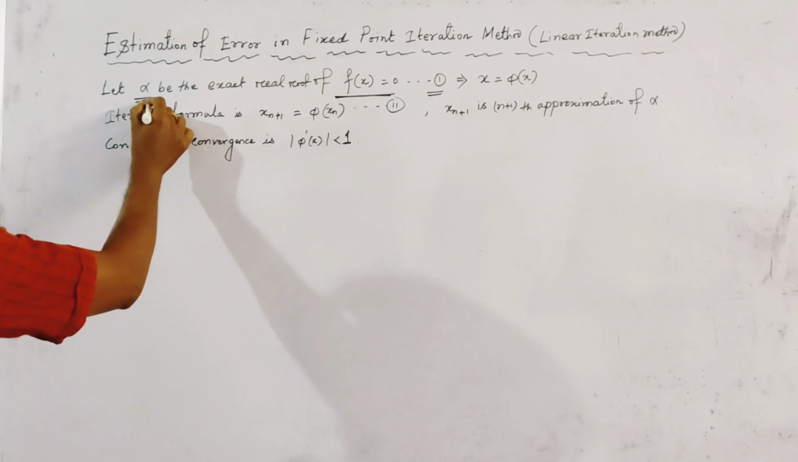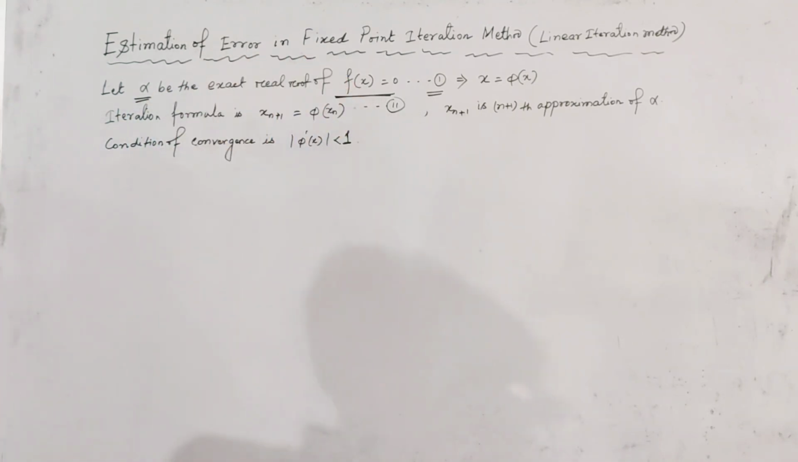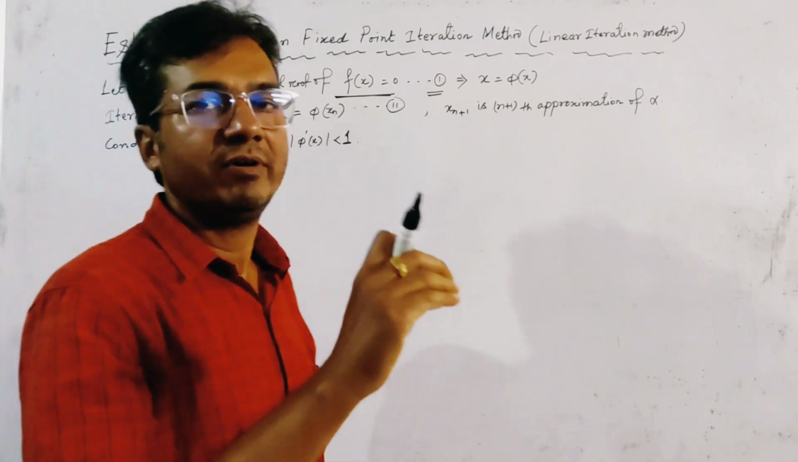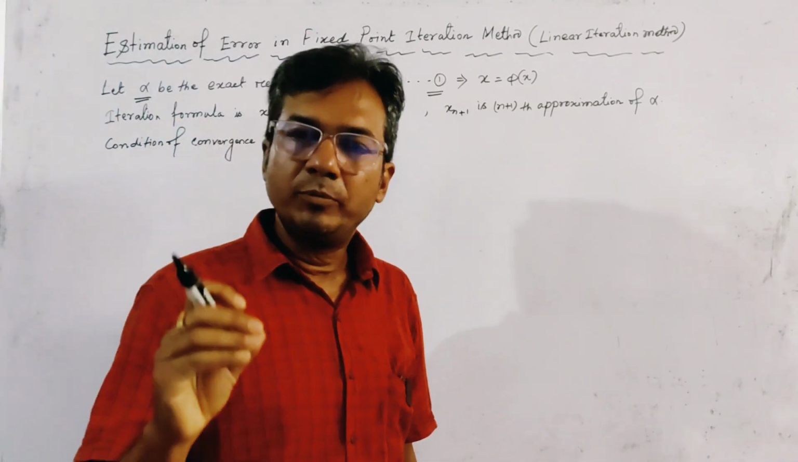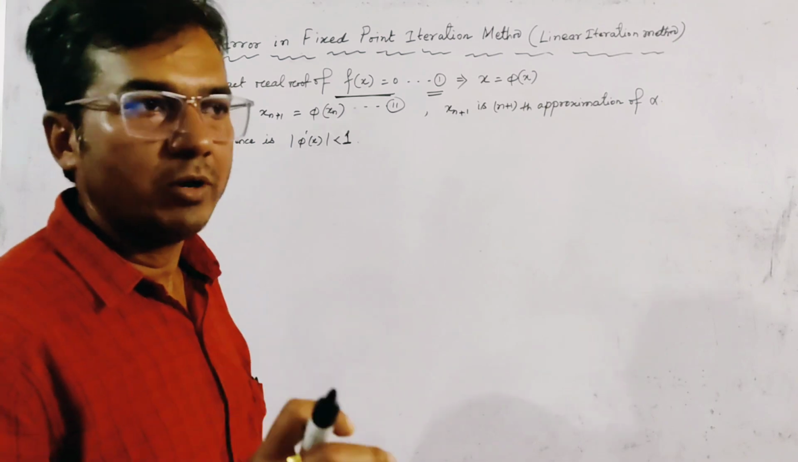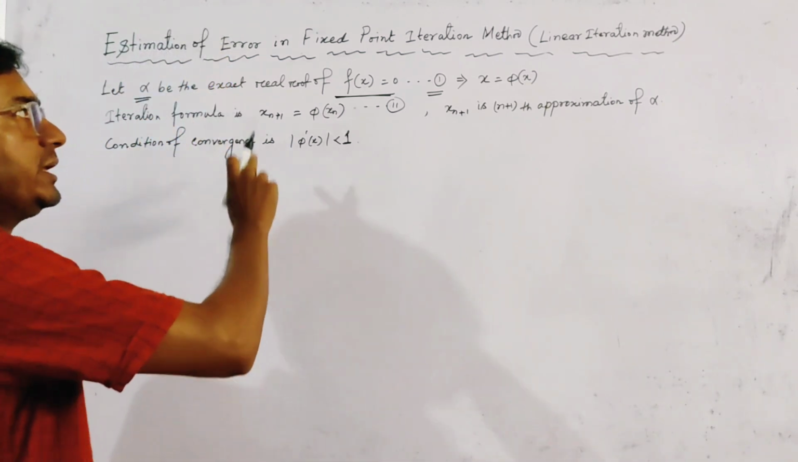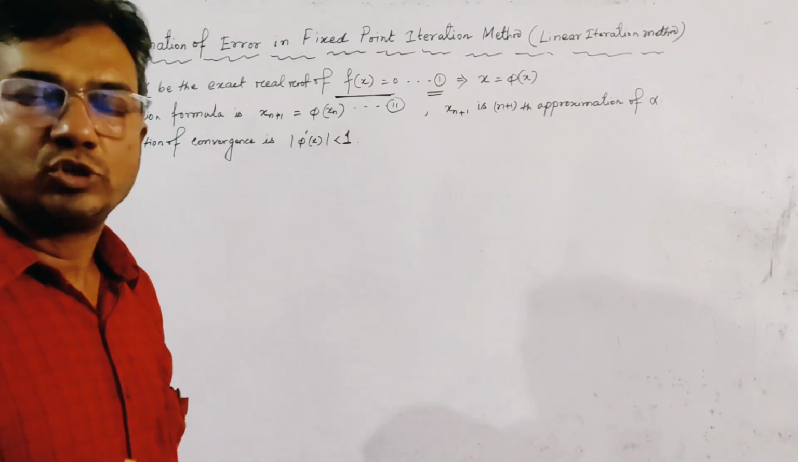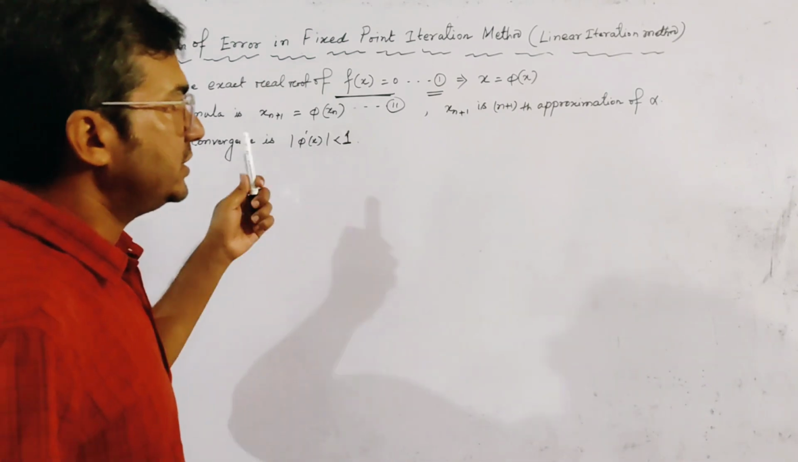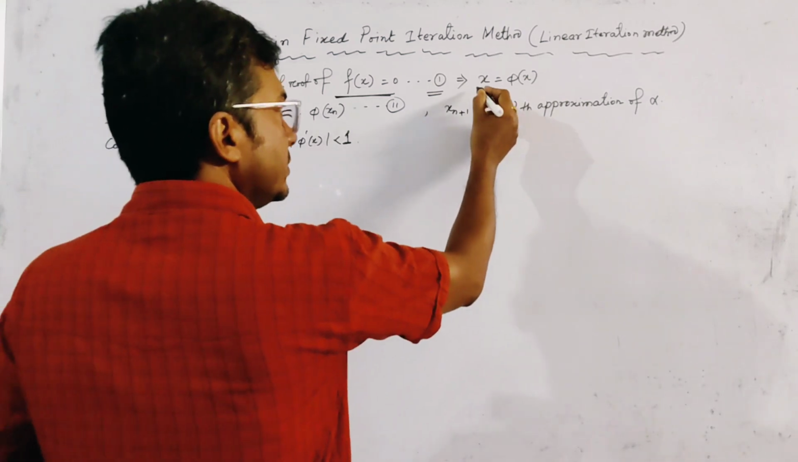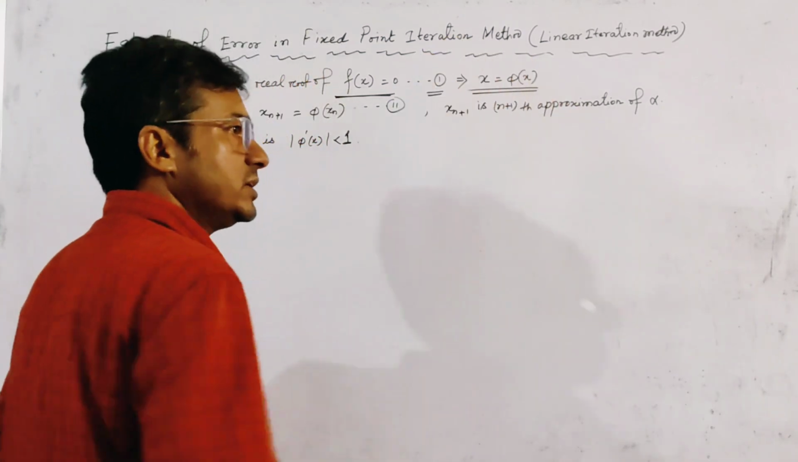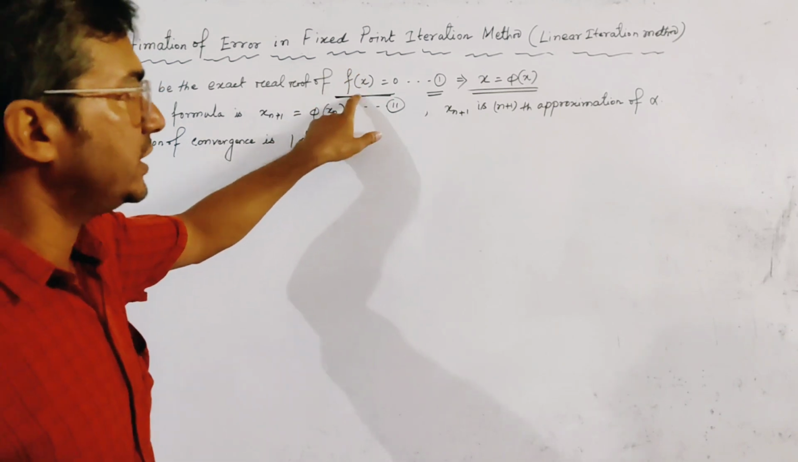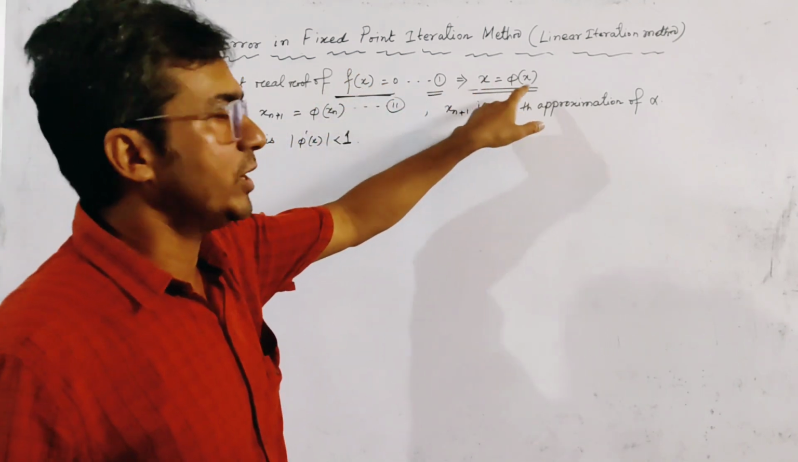Let alpha be the exact root of this equation. We cannot find the exact value of the root, that is, we cannot find the value of alpha. So we have to find the approximate value of alpha by this method. There must be some error in each approximation. In this method, as we said in the previous class, we first rewrite this equation in the form x = phi(x).